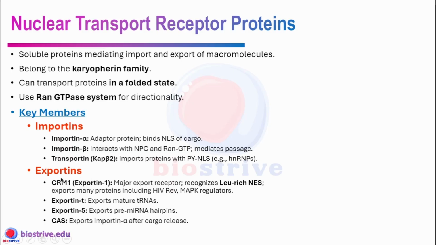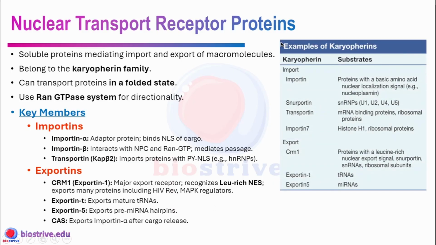In case of exportins, we talked about CRM1, which is the exportin 1 receptor, the major exportin receptor. We will also talk about exportin T, which exports mature tRNAs, exportin 5, which exports pre-miRNA hairpin loops, and CAS, which exports importin alpha after cargo release. It is for recycling of importin alpha.